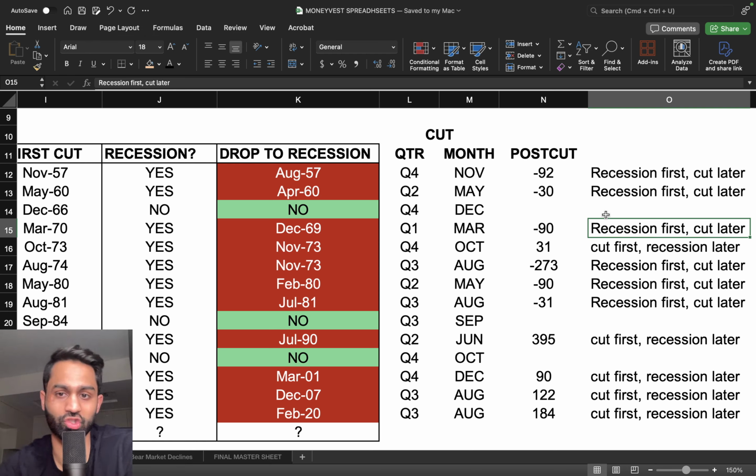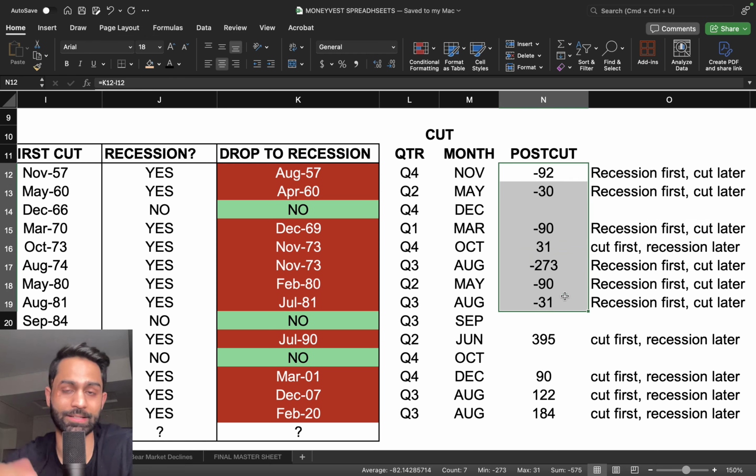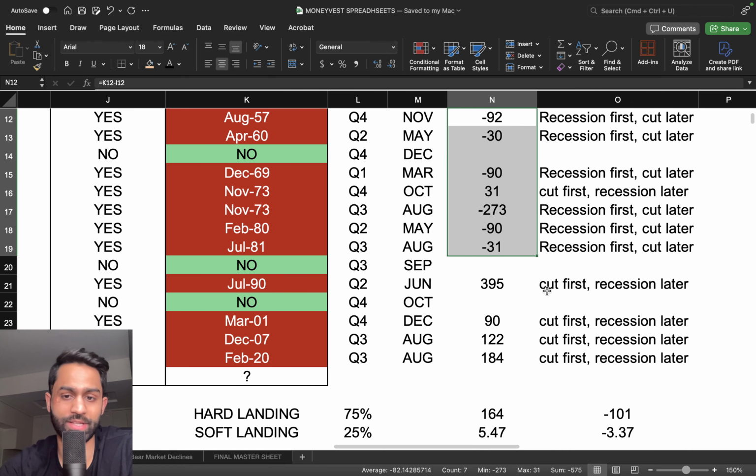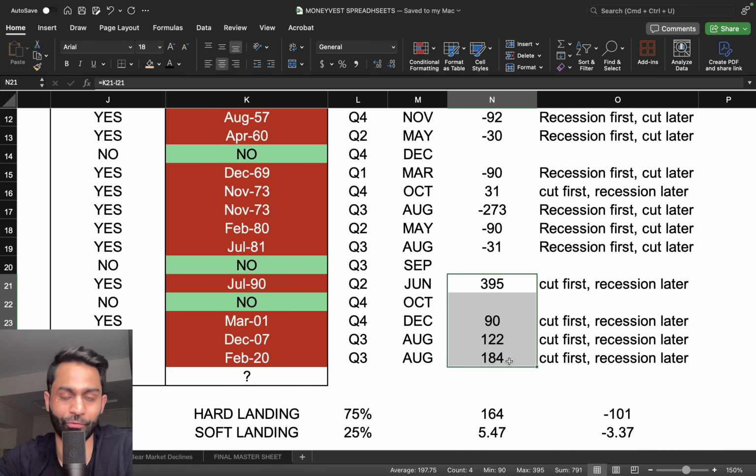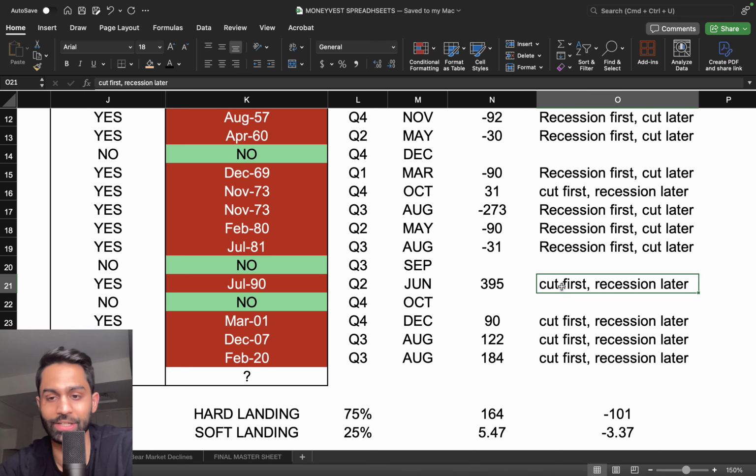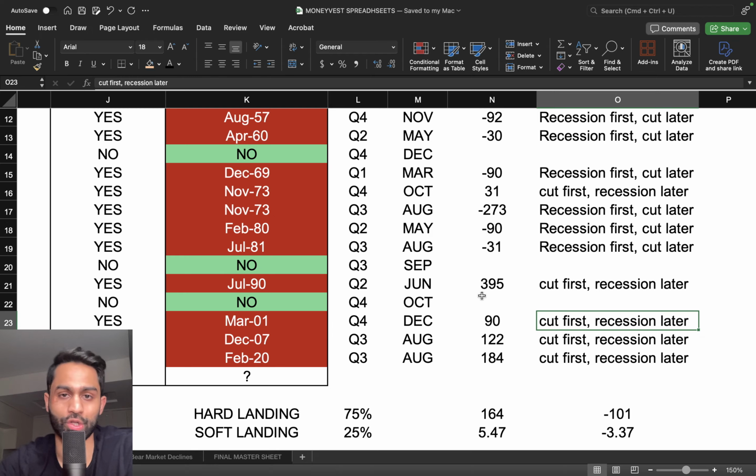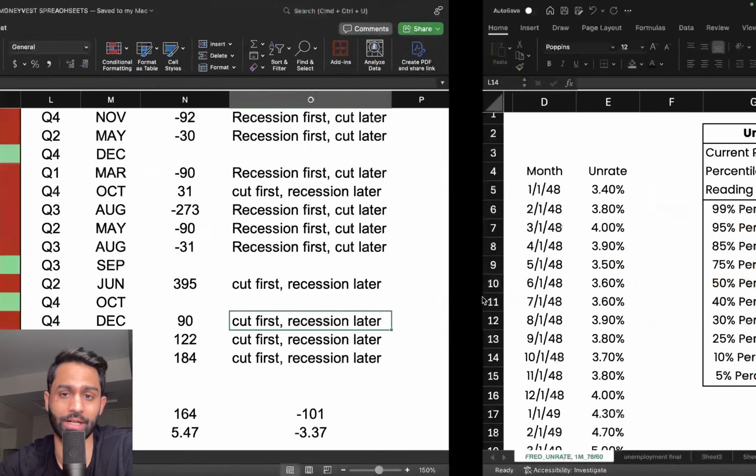That was the trend going back as far as the 1950s and 1960s. But if you take a look at the last 4 times, we fell into a recession after the rate was cut. So in other words, we saw the cut first, recession later. That was the whole idea behind that question.